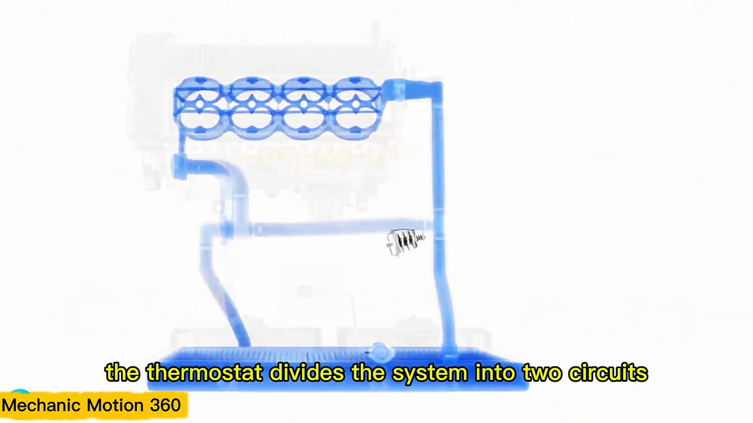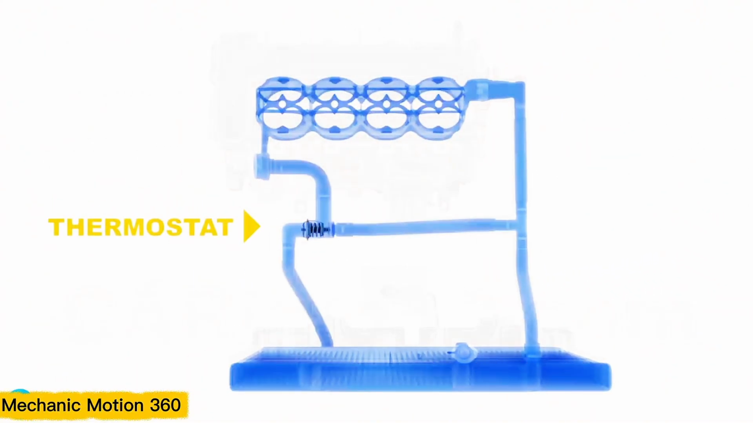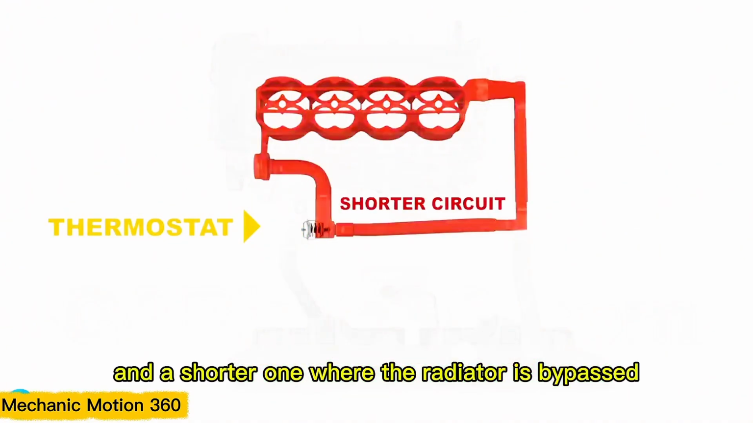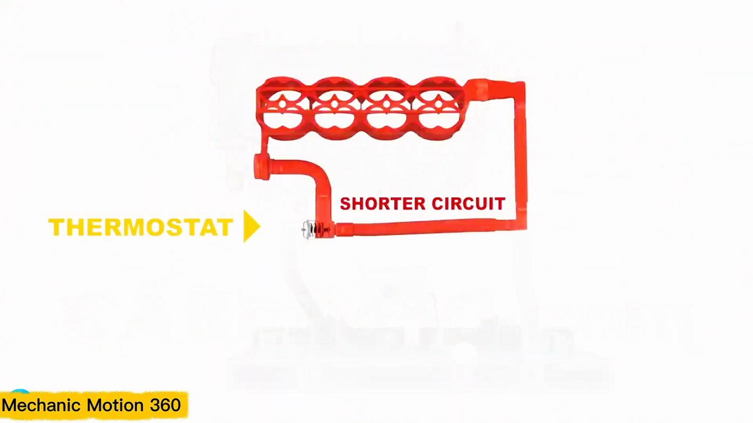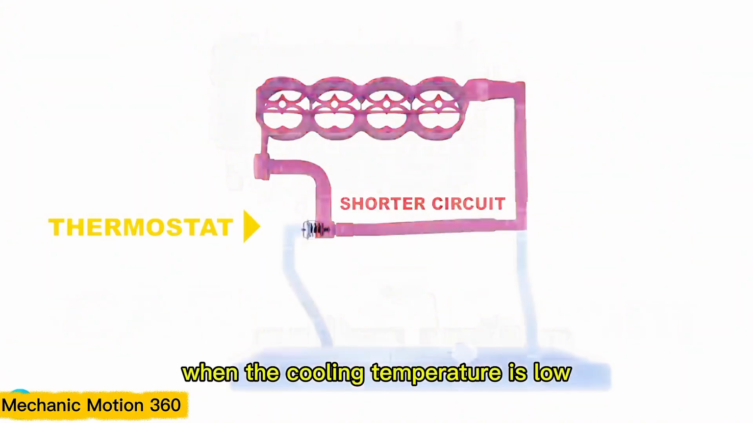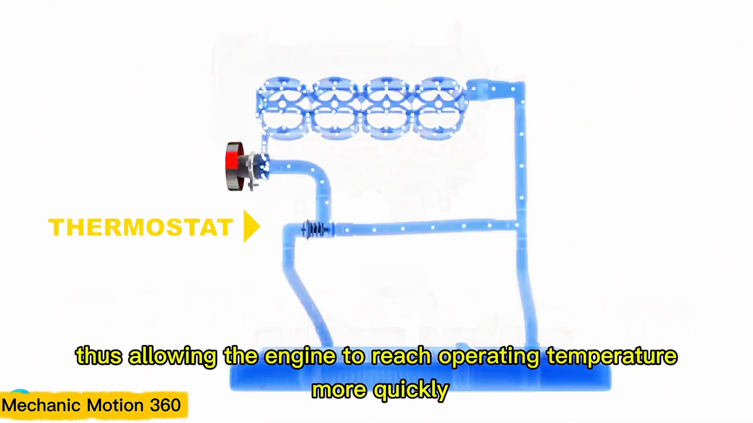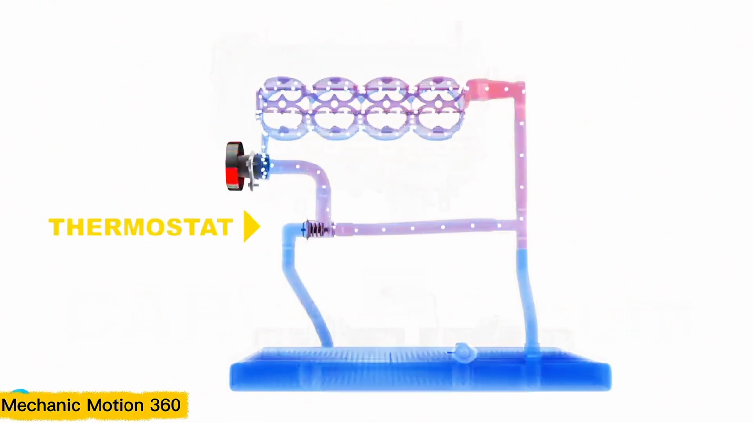The thermostat divides the system into two circuits, a longer one that uses the radiator, and a shorter one where the radiator is bypassed. When the coolant temperature is low, it will circulate around the shorter circuit bypassing the radiator, thus allowing the engine to reach operating temperature more quickly.